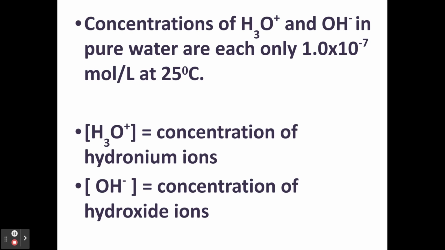The concentrations of hydronium and hydroxide in pure water are going to be equal, and they're going to be 1 times 10 to the negative 7th moles per liter at 25 degrees Celsius. When we have the brackets around these formulas, that means the concentration of something. So we're looking at concentration of hydronium ions and then concentration of hydroxide ions.